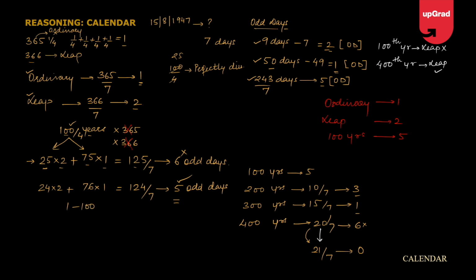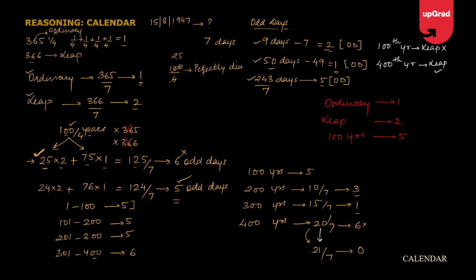From 1 to 100 years, the odd days was 5 for 1 century. From 101 to 200, another century, odd days would be 5. From 201 to 300, another century, odd days would be 5. From 301 to 400, now this is different because the 400th year is a leap year. And if you remember, if my century year is a leap year, this calculation would be followed. And therefore, my odd days would be 6.